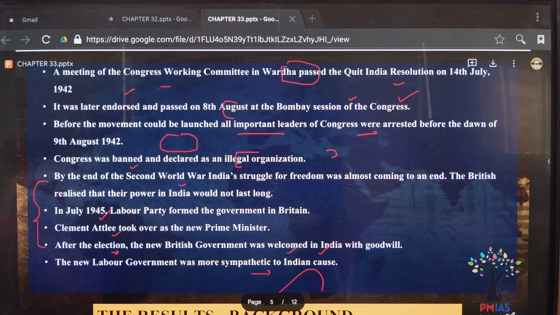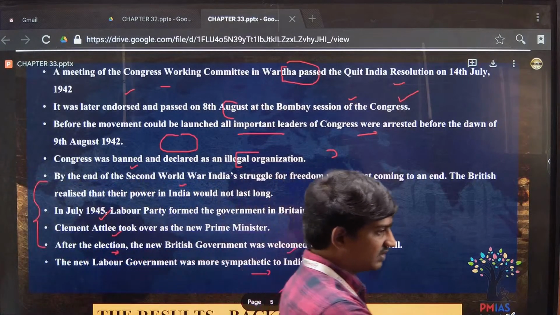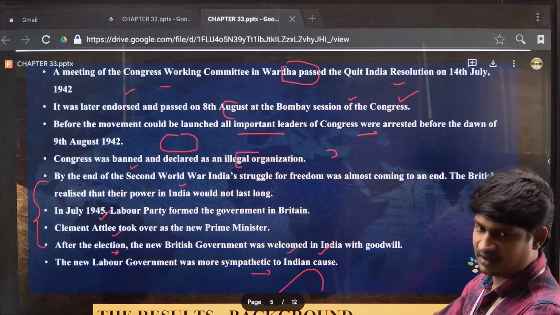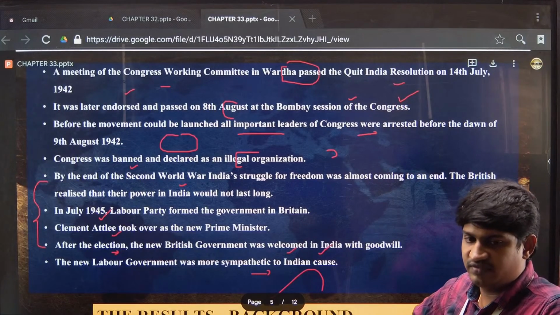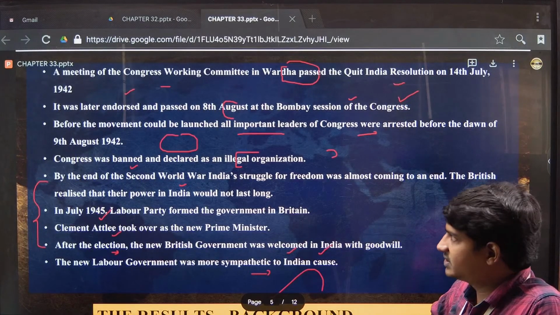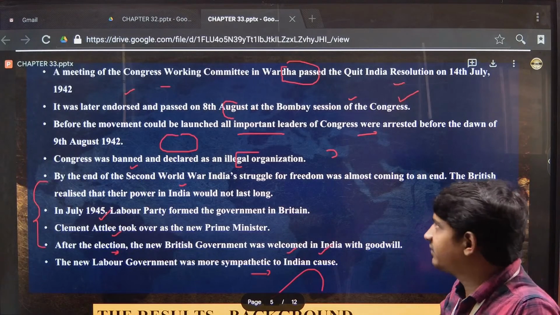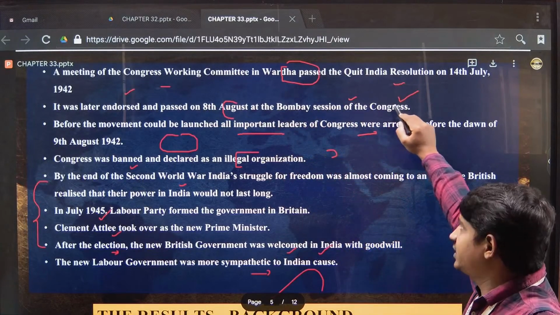So the Congress Working Committee was meeting in Wardha, conducting a conference there, and they were ready to pass the Quit India resolution on July 14th 1942. But due to various issues, they launched the resolution for Quit India on the 8th of August at the Bombay session of the Indian National Congress.